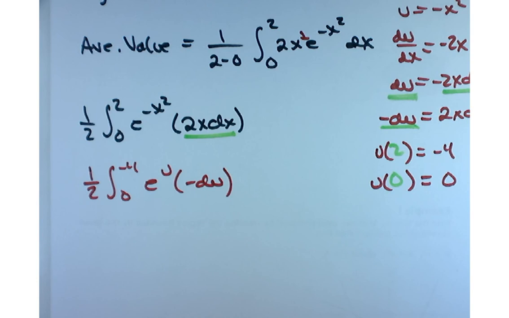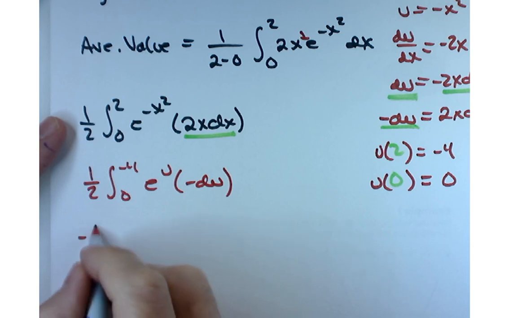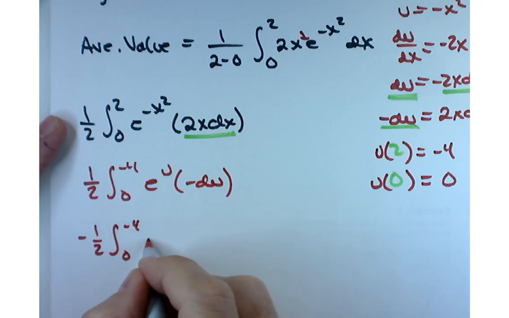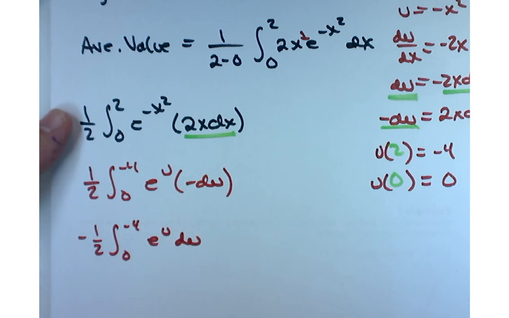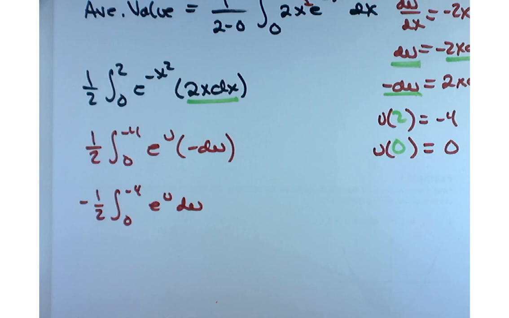Are we okay with our u substitution? Looking good there? I'm going to take the u out in front and do minus 1/2 integral from 0 to negative 4 of e to the u du. Is there something about this that bothers some of you maybe? That last integrand?